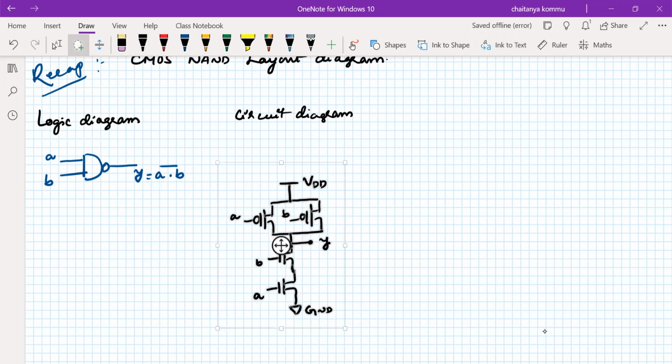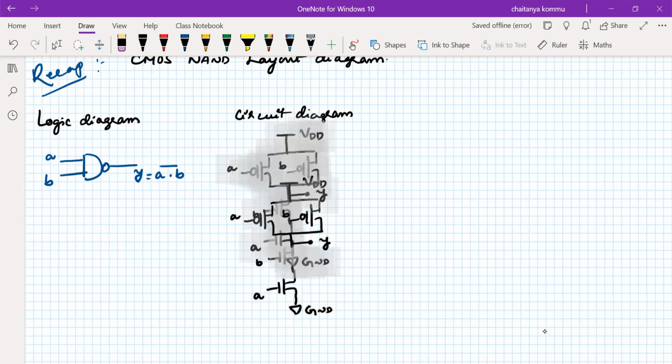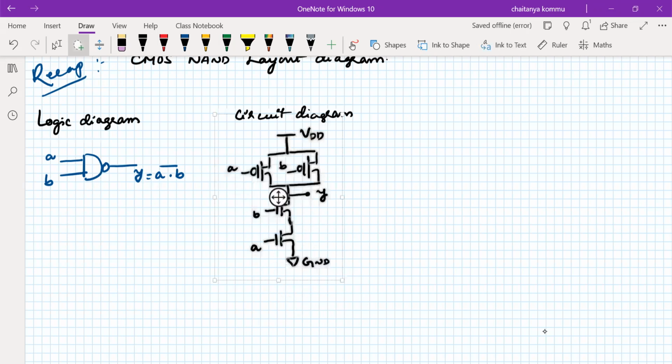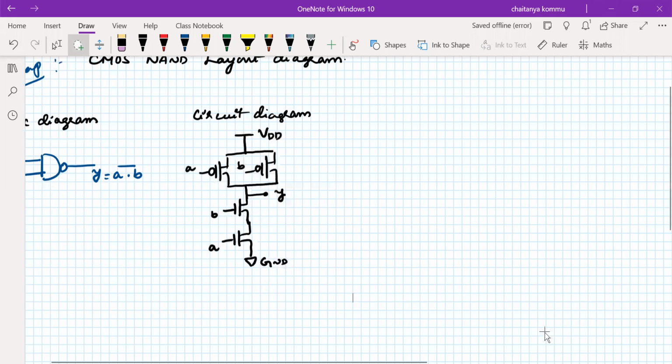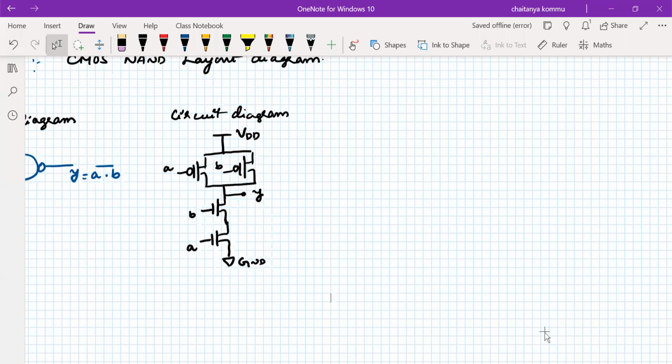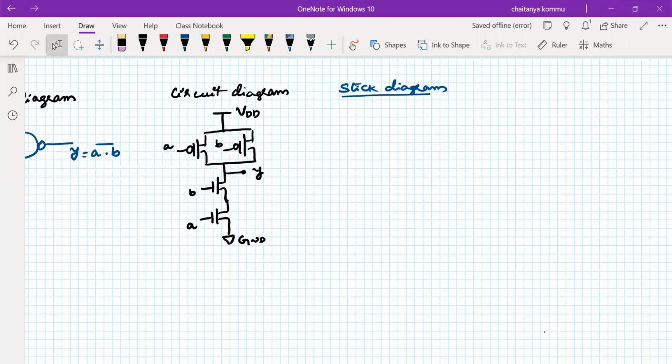Now, what is the stick diagram for this? Now we should draw the stick diagram. I have to take two metal lines, one on top and another at the bottom. In a stick diagram, these lines are very straight lines that we have to draw.